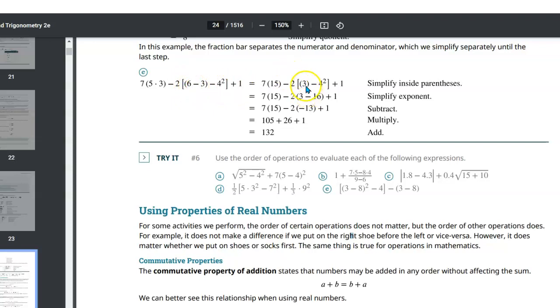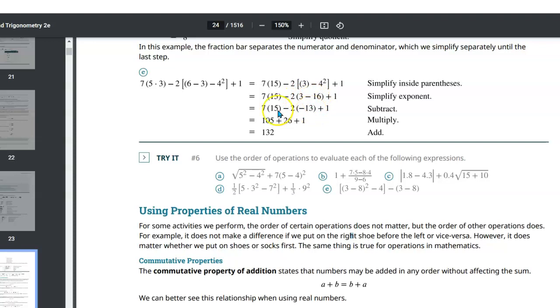6 minus 3 is 3. So that's done right here where my cursor is. So you do that first. Then you go inside the parentheses here and you do the 4 squared next. There's the 16. Now, since 3 minus 16 is in parentheses, you do that, you get negative 13.